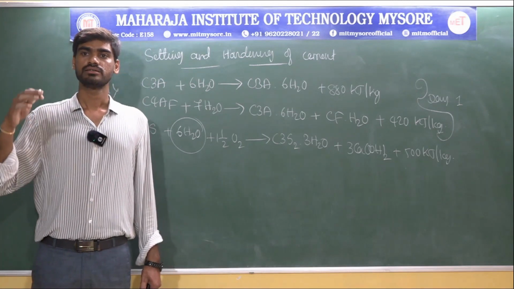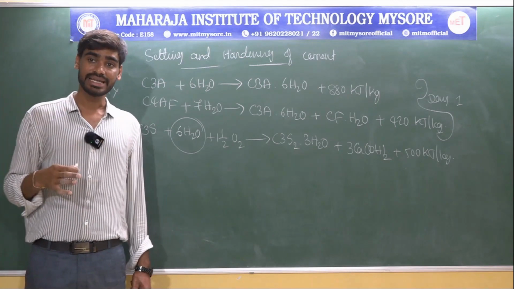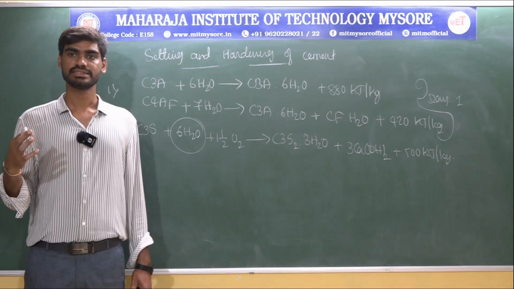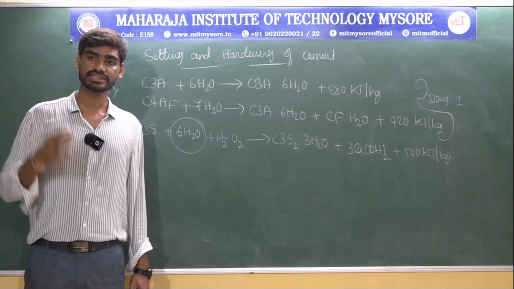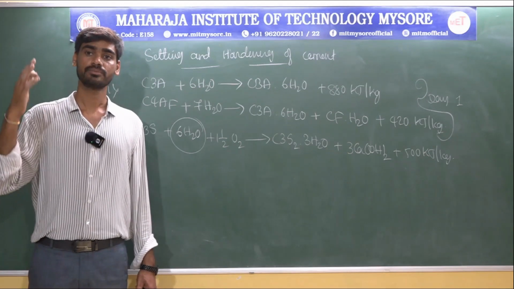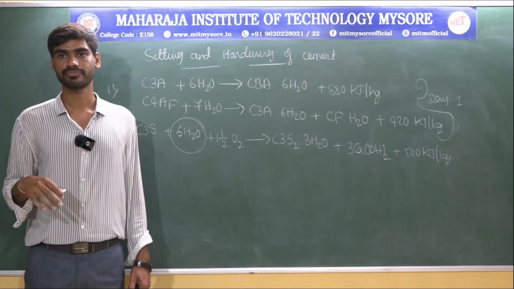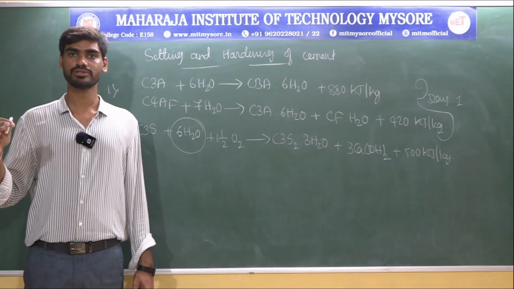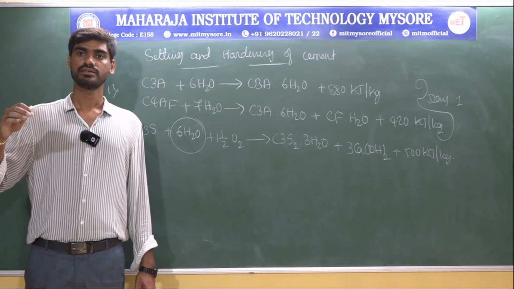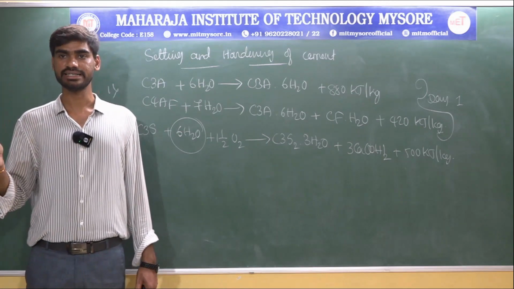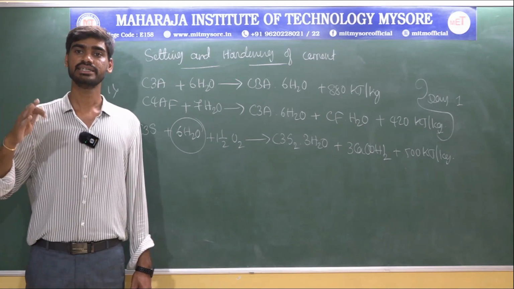Finally, the gel of aluminate begins to crystallize and subsequently C2S begins to hydrate from day 7 to day 28. So that means the setting and hardening process of cement from day 7 to day 28 is mainly caused by C2S content.